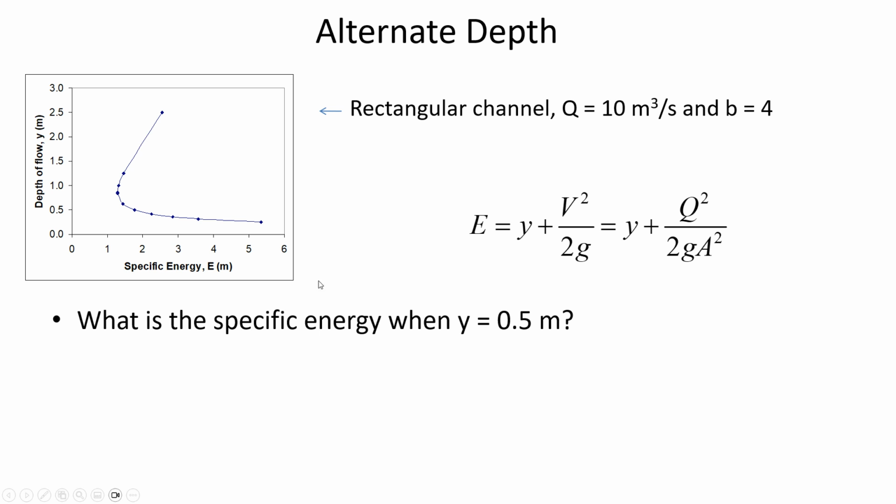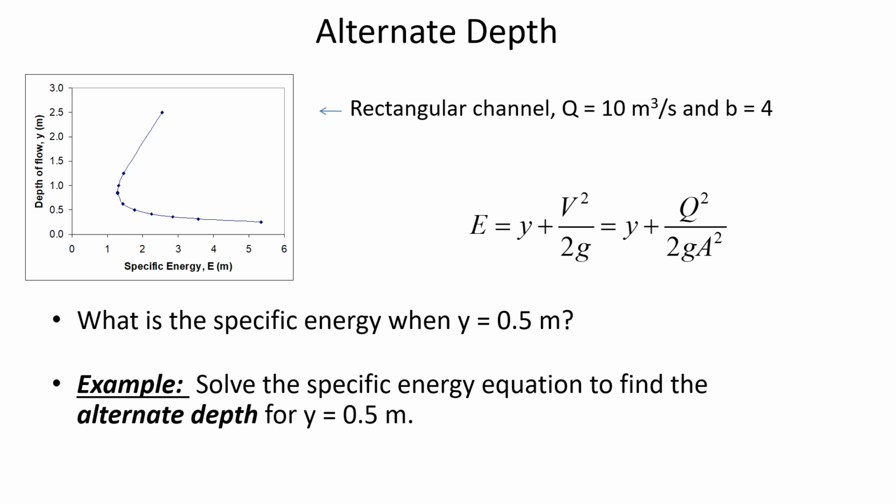So what is the specific energy when the depth is 0.5? Okay, so let's do this graphically. 0.5, so I'm starting right here. I'm going over to the side and then down. It looks like that's associated to a specific energy, if I start at 0.5, go over and down, I don't know, 1.6 meters of specific energy. So what is the other depth associated with that same amount of specific energy?